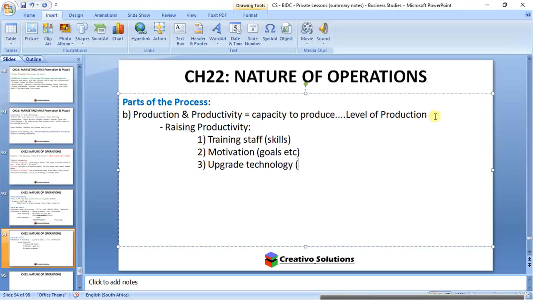So, brackets, upgrade technology, machines being able to produce goods faster. Okay, so we might choose to replace an employee if the machine can do the same thing. That's what we're considering here.